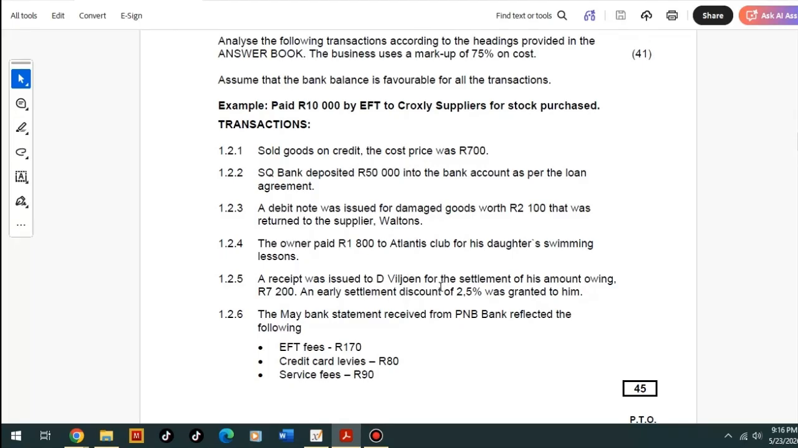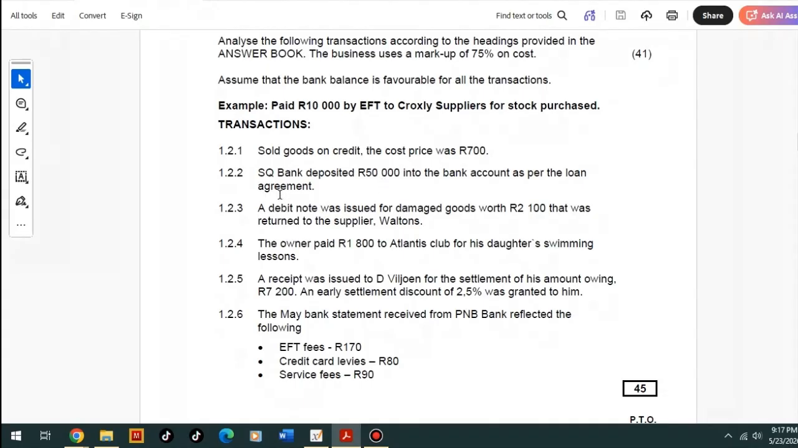A receipt was issued to Vion for the settlement of his amount owing, 7,200 rands. And a settlement discount was given to him. So in this case, the customer paid early and the business gave a discount. So how do we show this in the cash receipts transaction?